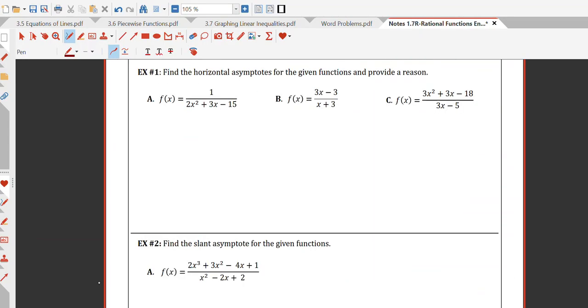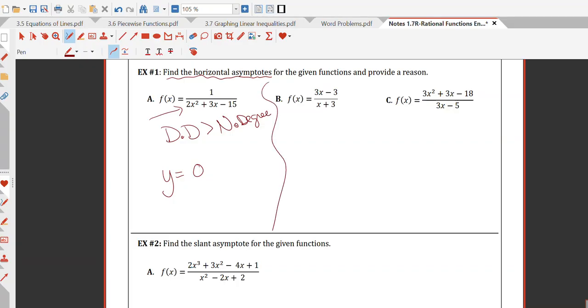So question number 1 just simply asks, find the horizontal asymptotes, and then give a reason. Well, if we look at this one, the degree is higher in the denominator, so the horizontal asymptote is 0. So again, denominator degree higher than the numerator degree. All right, so then B.